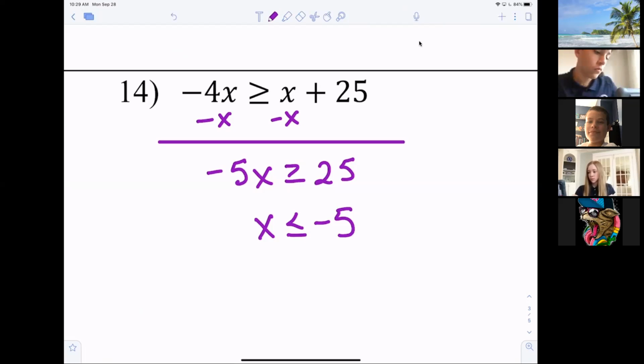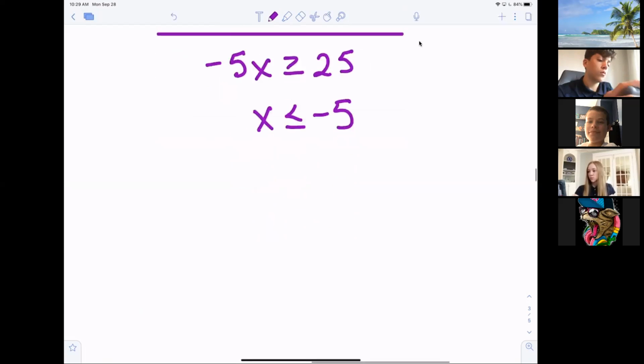Anybody have any issues with that? Yes. Why do I get rid of that? Instead of 25? Oh, because remember you isolate, put the variables together first. True? The variables have to go together. They got to collect first. All right, so here we go.